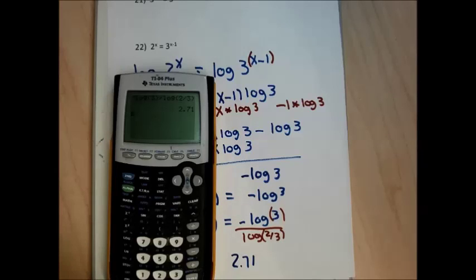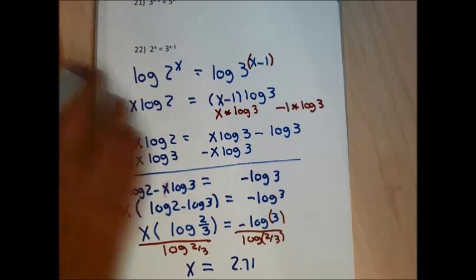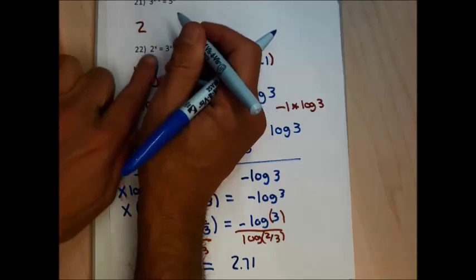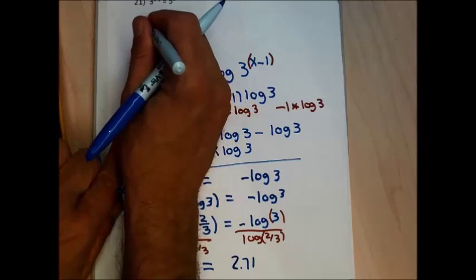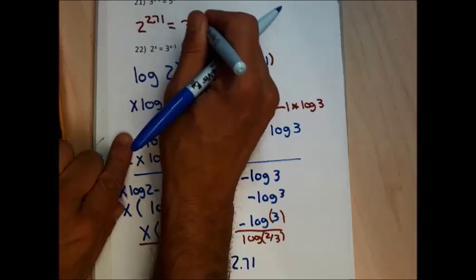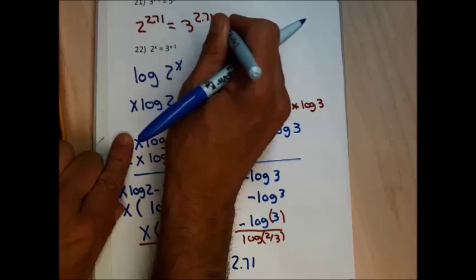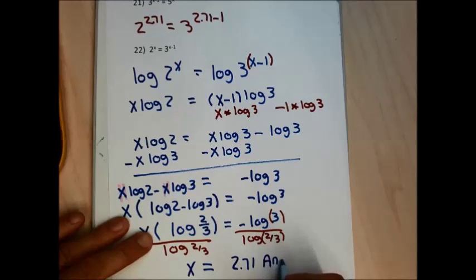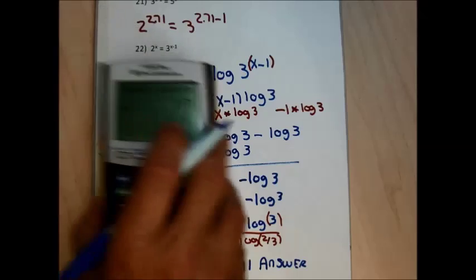I'm going to check, and when I go to check, I'm going to need to plug in 2.71 on both sides. So for the original problem, I'm going to go 2 to the 2.71 power and see if that equals 3 to the 2.71 minus 1 power, realizing it's not going to check perfectly because of the rounding that I have in my answer. But this is what I'm going to call an answer to problem 22. And let's see how that goes.